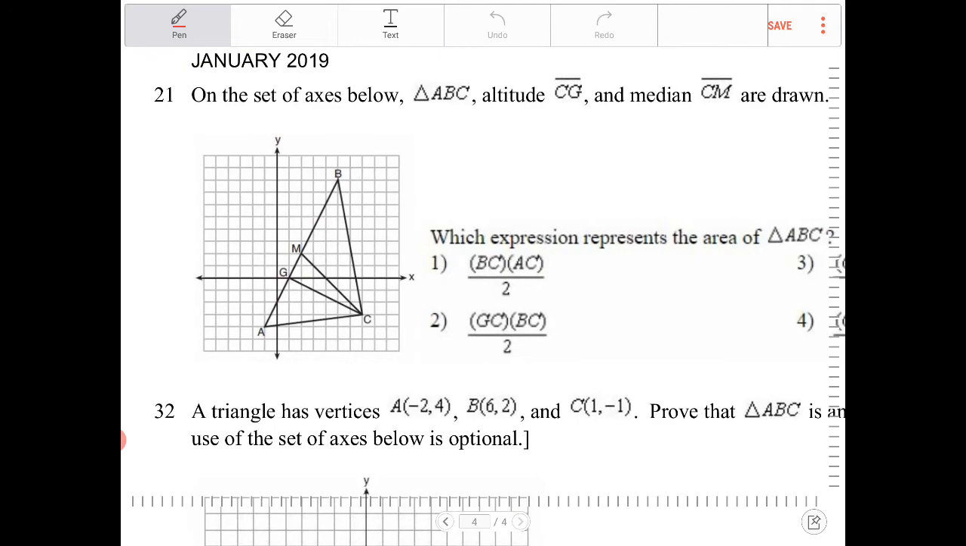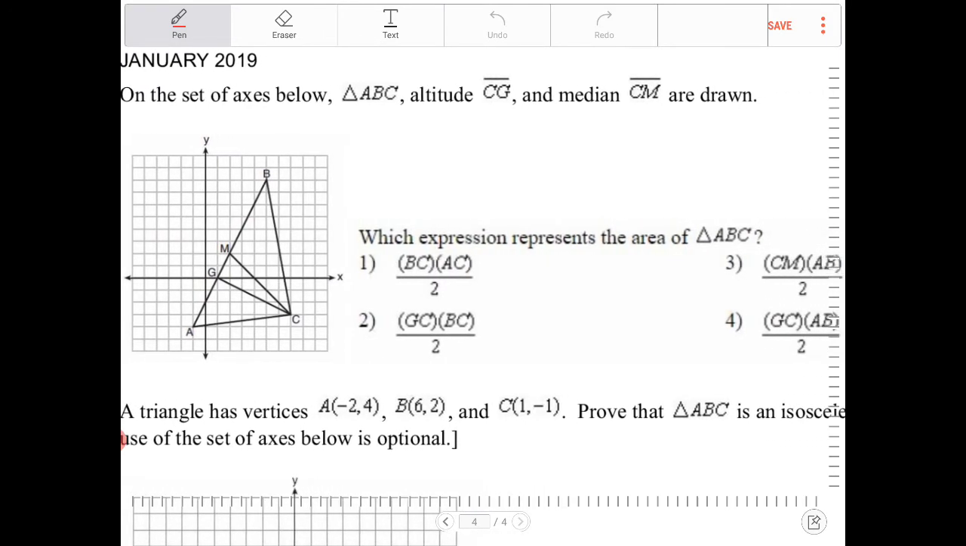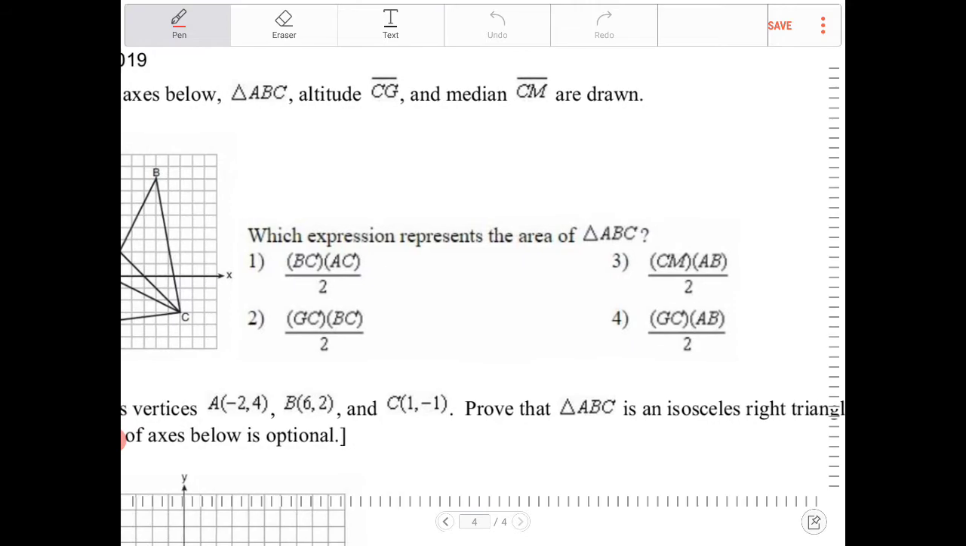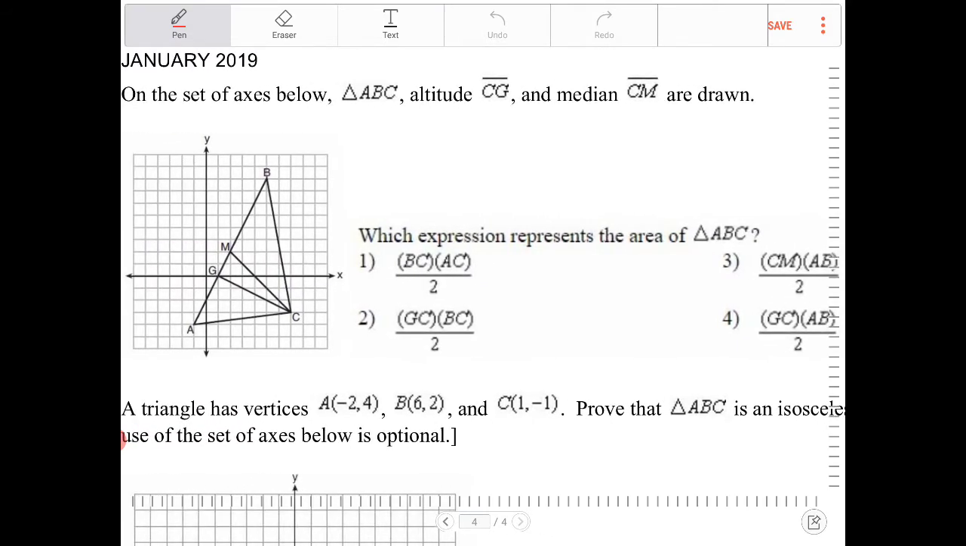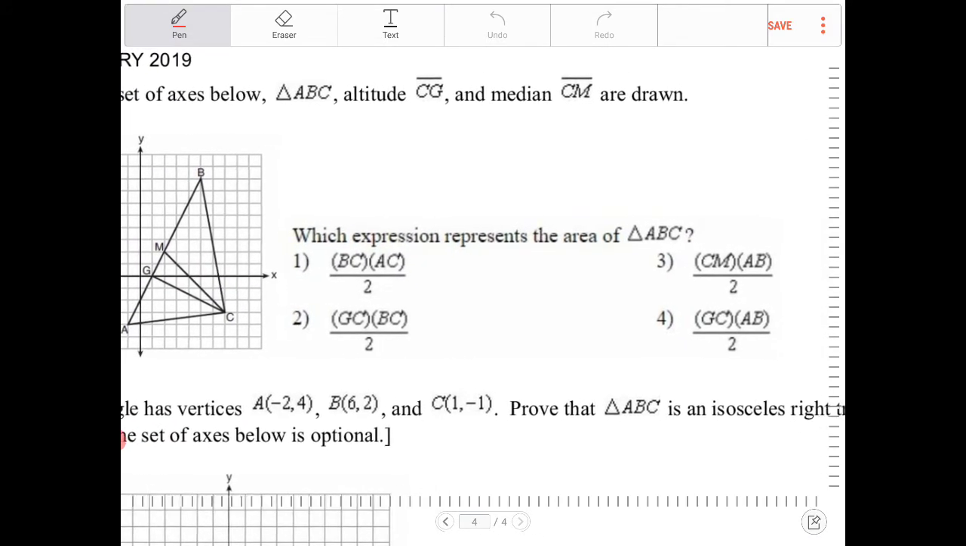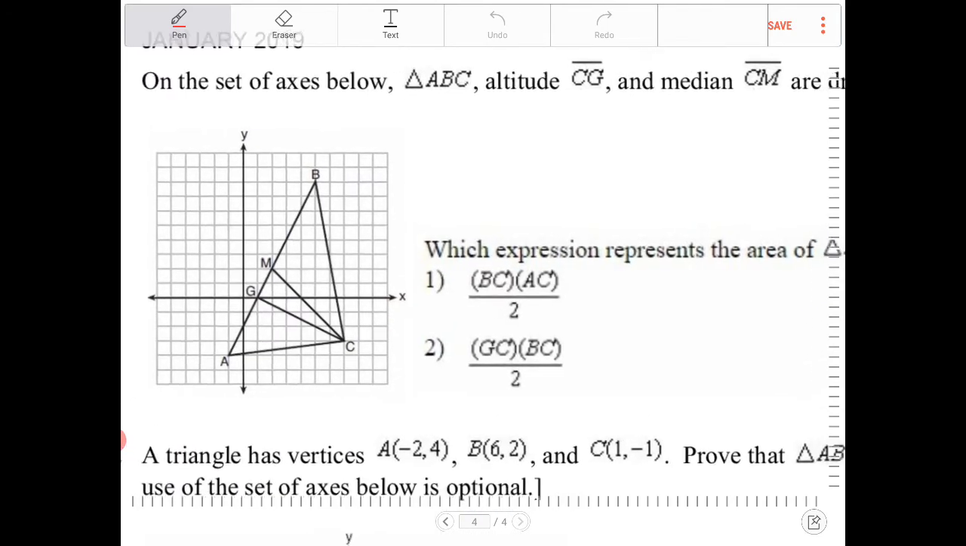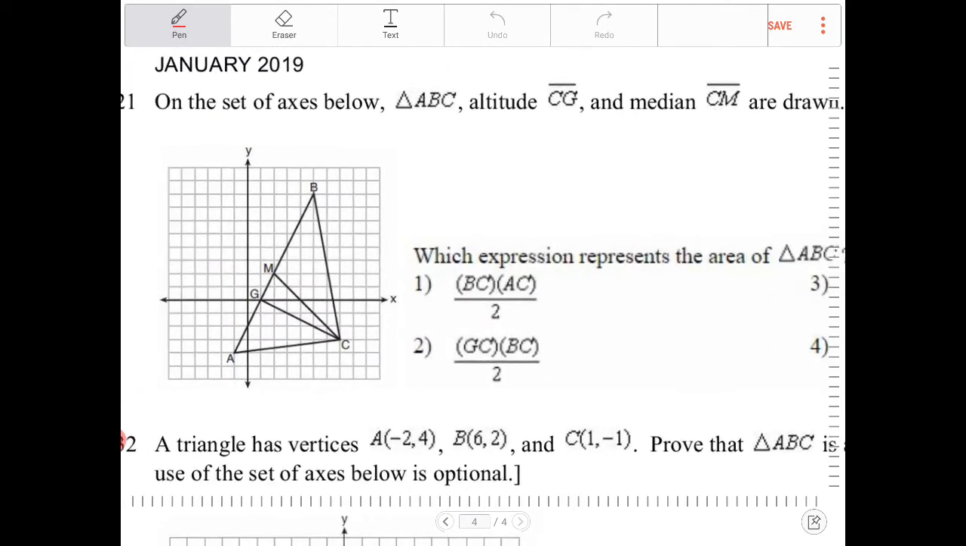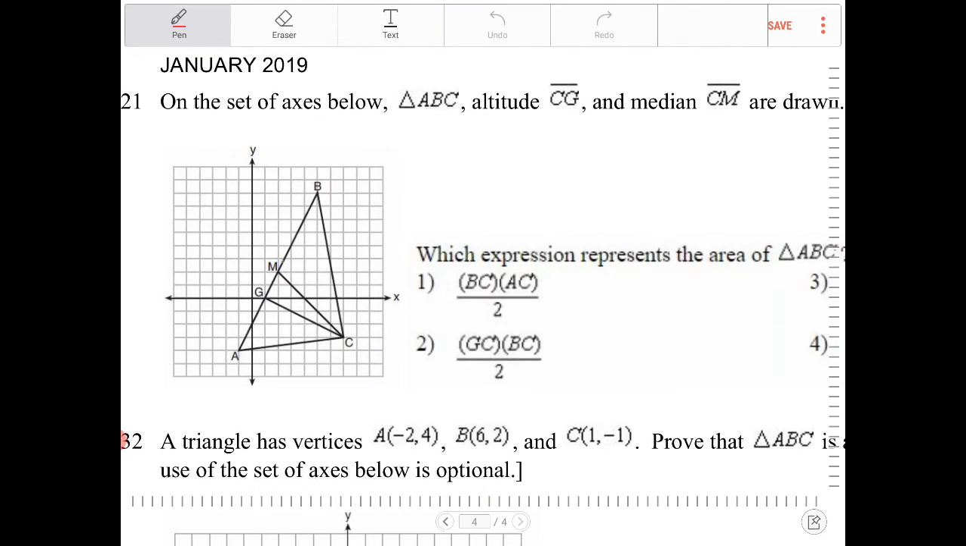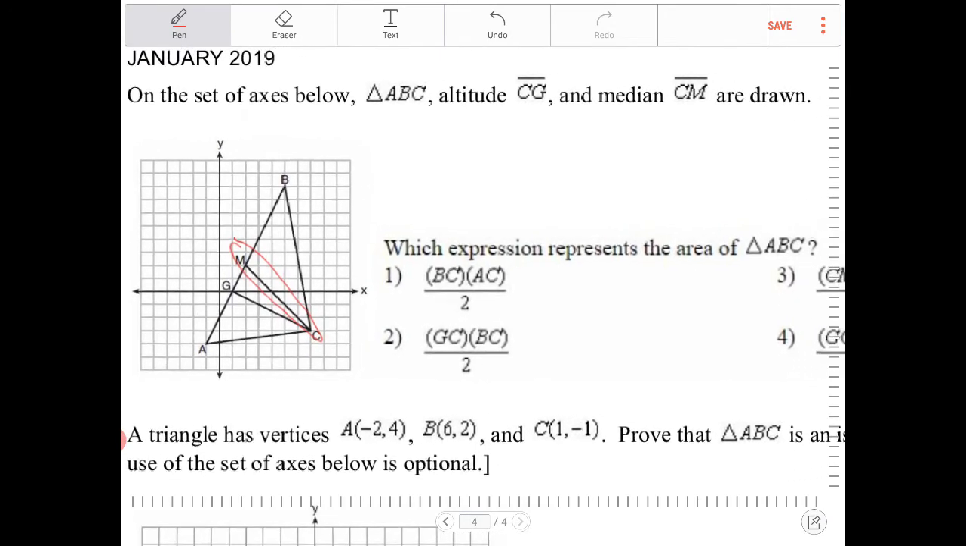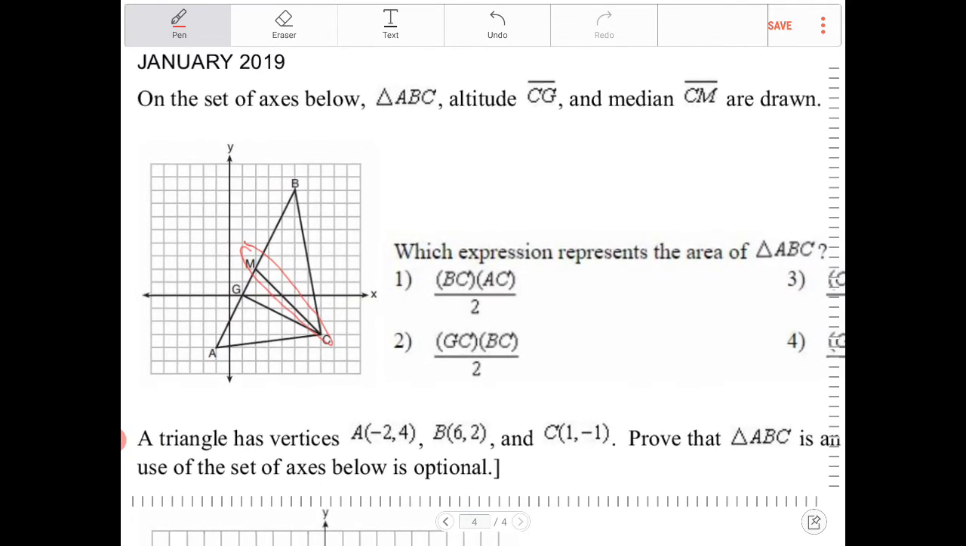Last page. On the set of axes below, triangle ABC has altitude CG and a median CM drawn. Which expression represents the area of triangle ABC? Apologies here, but okay, so a median is this one right there, and that's not the altitude. You can kind of tell that the median does not form a right angle. Since it does not form a right angle, you cannot use that to find the area.